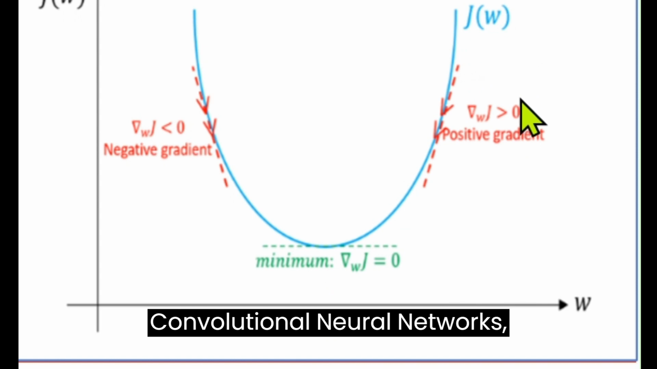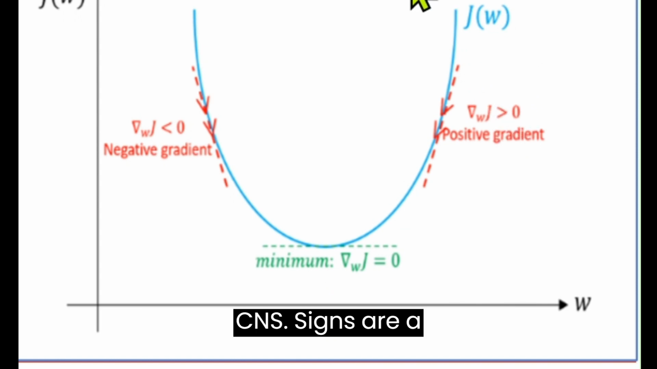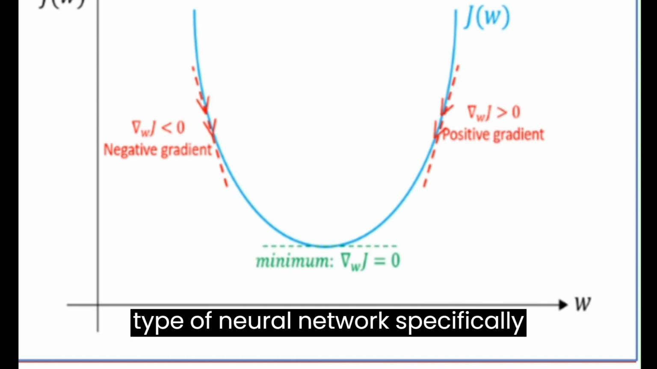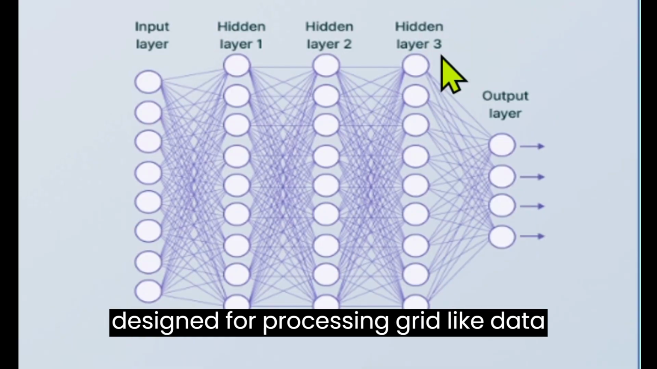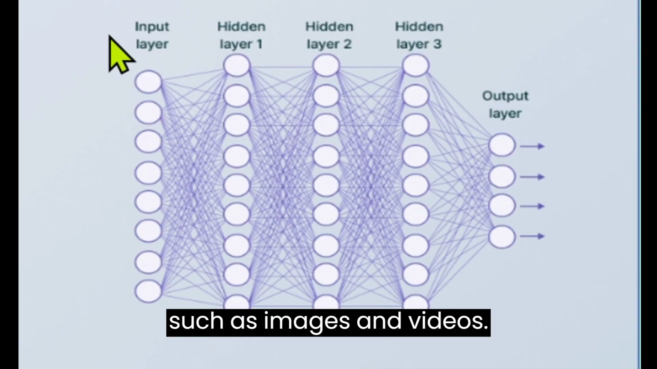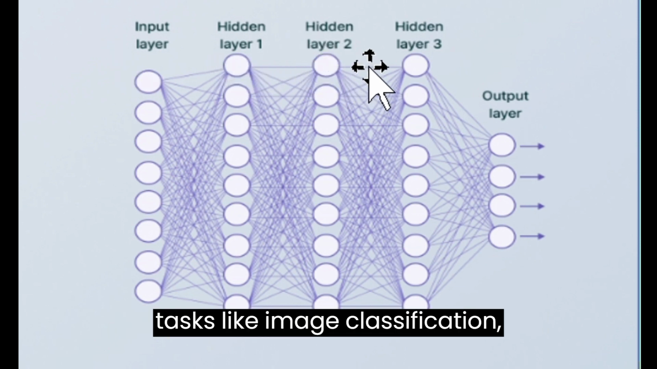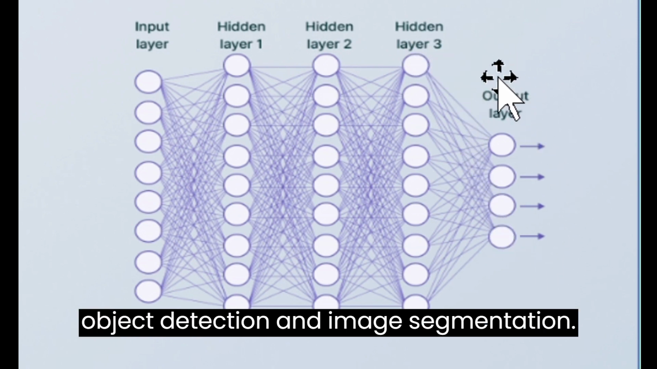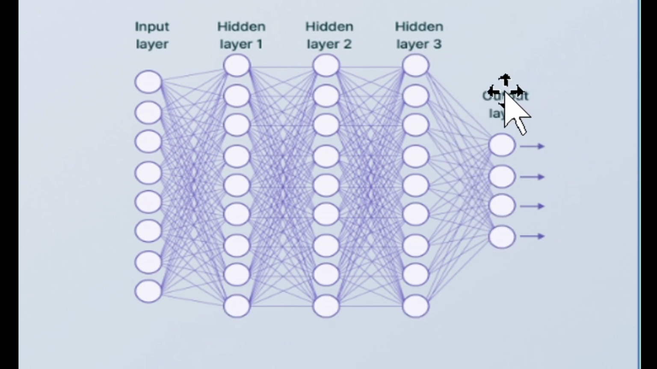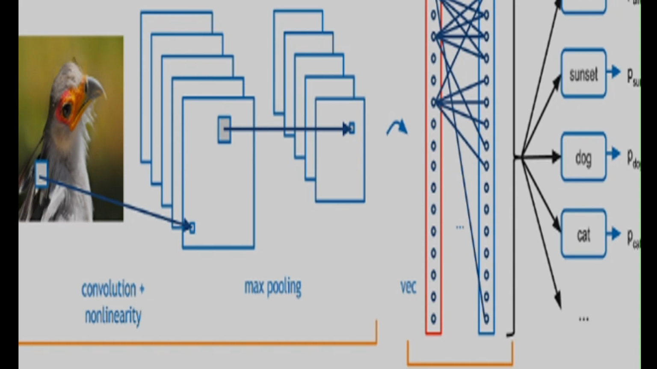Convolutional neural networks, CNNs. CNNs are a type of neural network specifically designed for processing grid-like data, such as images and videos. They are exceptionally well suited for tasks like image classification, object detection, and image segmentation. Here is how they work.